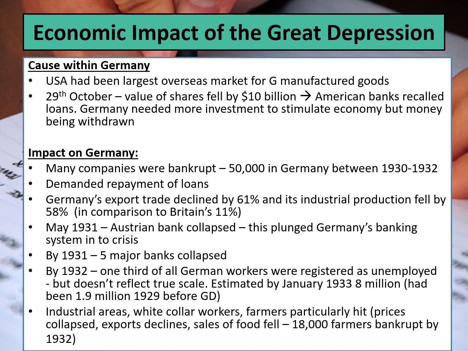Well, first of all, many companies went bankrupt, and between 1930 and 1932, 50,000 businesses in Germany collapsed. Now, that obviously has a major impact on the amount of people that are unemployed. We can see at the bottom here that by 1932, 1/3 of all the German workers were registered as unemployed. That's 17 million people that are asking for benefits from their government. But historians think this doesn't even reflect the true scale of unemployment. They think that it's not actually the 6 million that were registered. They think that it was actually more like 8 million.